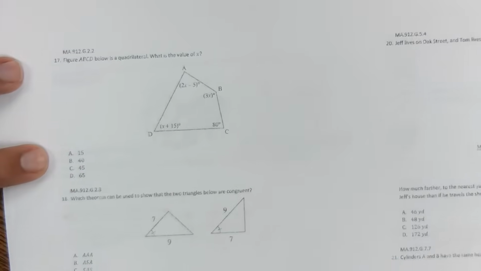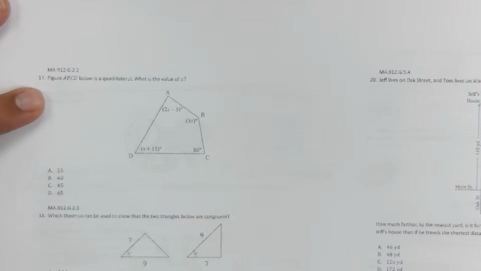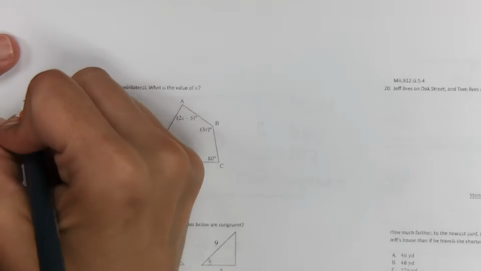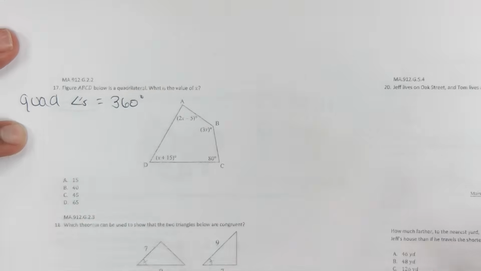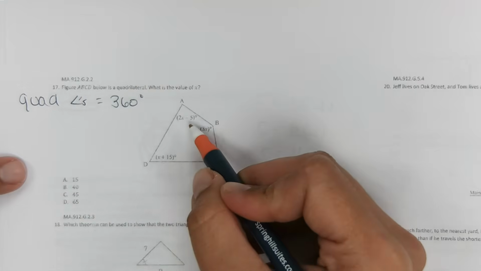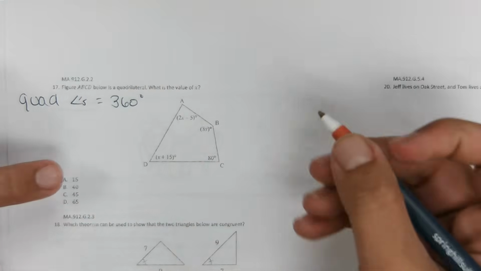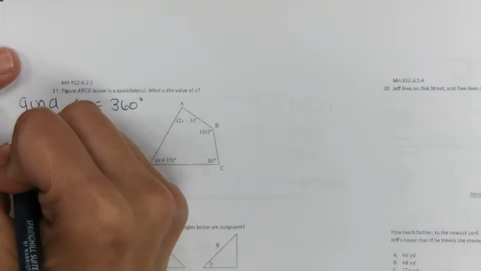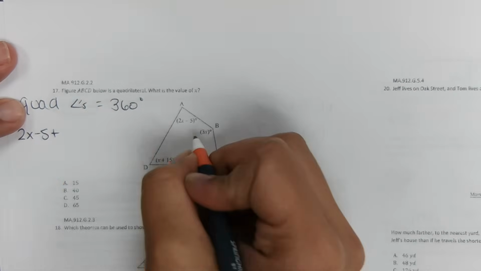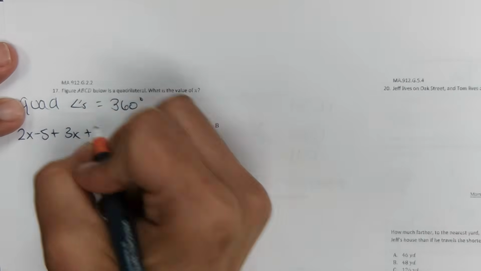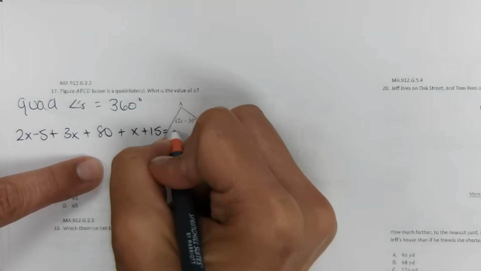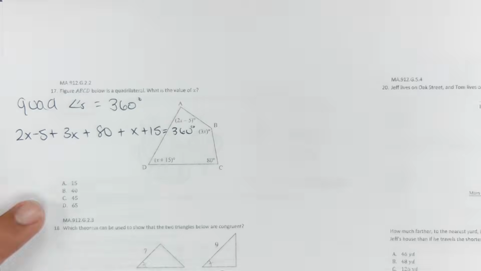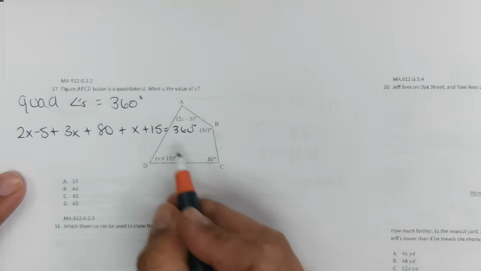Okay, figure ABCD is a quadrilateral. What is the value of x? Quad angles equal 360 degrees. So we're going to use that to figure out what x is. So all of this added up, put it equal to 360. So we'll do 2x minus 5 plus 3x plus 80 plus x plus 15 equals 360 degrees. And then solve for x.